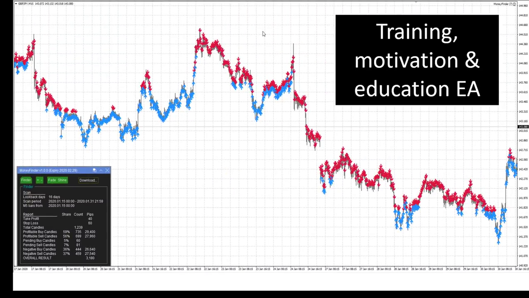So let's have a look at the training, motivational and educational aspects of this EA. Firstly, seeing where successful sell trades and successful buy trades and successful combinations of buy and sell trades happen gives you a good picture of the charts. As we saw in the jigsaw example, this is just showing you a little bit more detail of how trading success happens. And what is really motivational is the number of successful trades that can occur over a trading period.